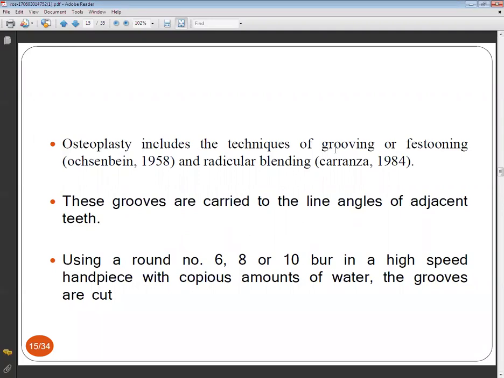So once you give a groove, then you have to blend the adjacent bone between two grooves. That is called radicular blending. If you are using a rotary for this grooving and radicular blending, it should be done with round bur numbers like 6, 8, and 10 with a high speed handpiece and with proper irrigation.